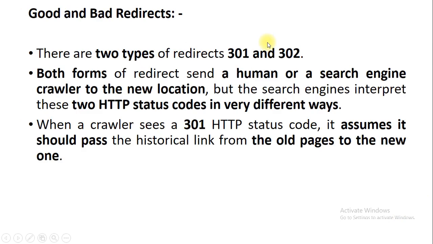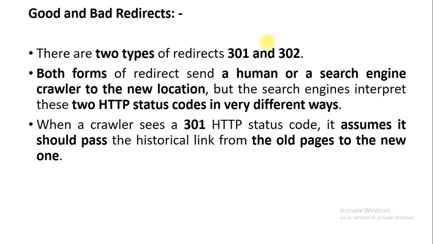Next is good or bad redirects. There are two types of redirect, 301 and 302 redirect. Now both are forms of redirection and can send a human or a search engine crawler to the new location, but the search engine interprets this HTTP status code in a very different way.